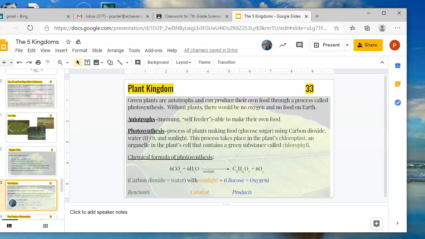Autotrophy, meaning self-feeder, able to make their own food. Photosynthesis, process of plants making food, glucose and sugar, using carbon dioxide, water, and sunlight. This process takes place in the plant's chloroplast, an organelle in the plant cell that contains a green substance called chlorophyll.